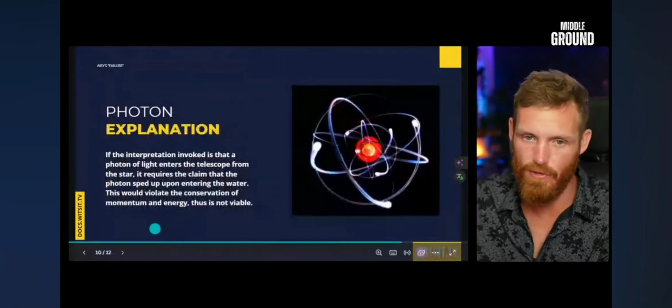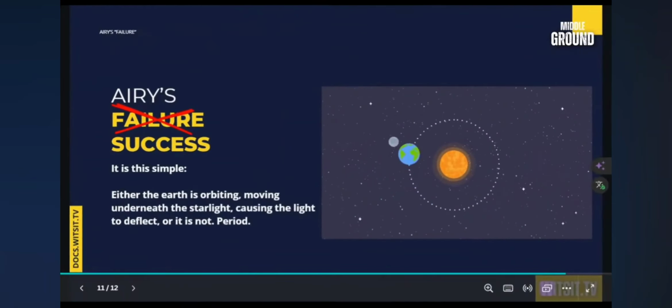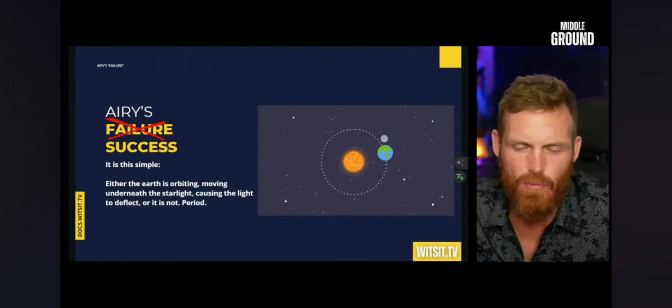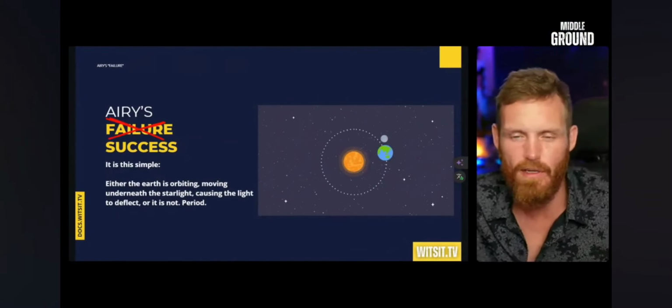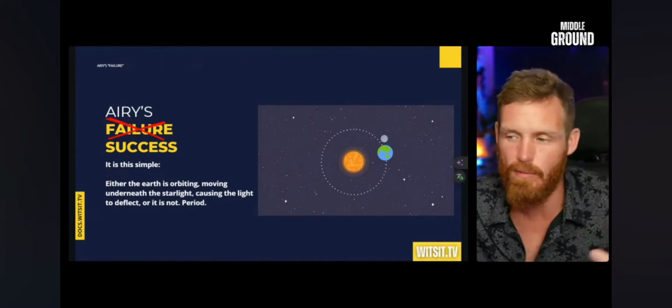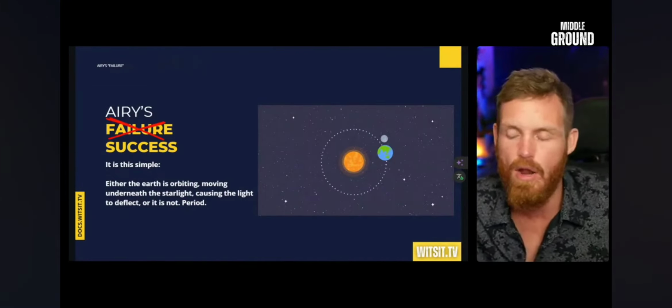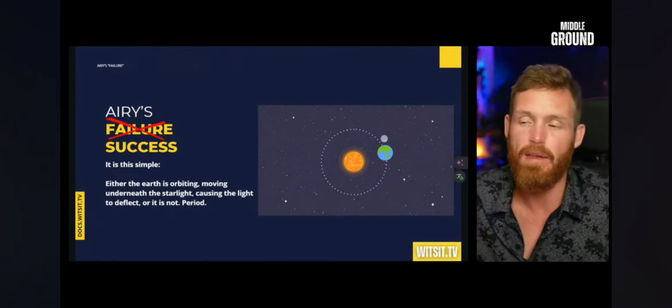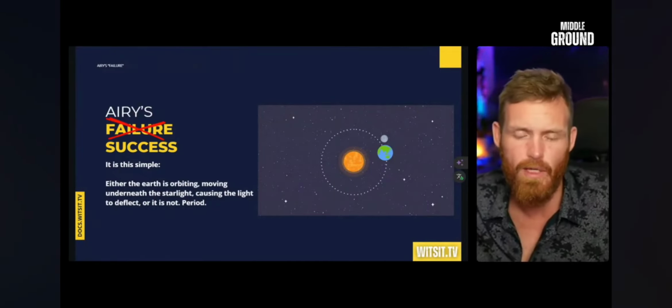Okay, so in very simple terms, it's this simple. Either the Earth is orbiting, moving underneath the starlight, causing the light to deflect, or it is not, period. Now, I will say, there are many other details that we could have got into. We could have got all through the papers and really discussed the undulatory nature of light, the implications within, the different theories proposed about how that could work, or what we would maybe call now the photonic idea of light, how that would work, all different implications, all different theories people proposed. But I'm just telling you that this is a definitive physical proof that the Earth is not moving.